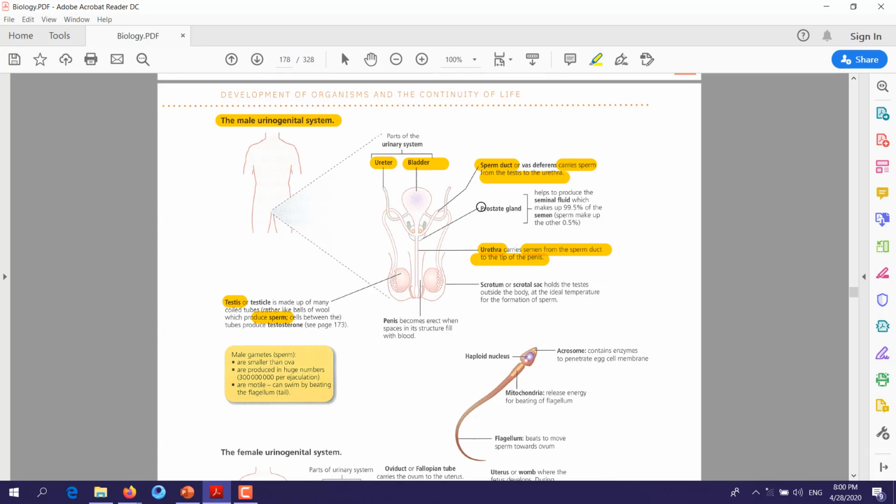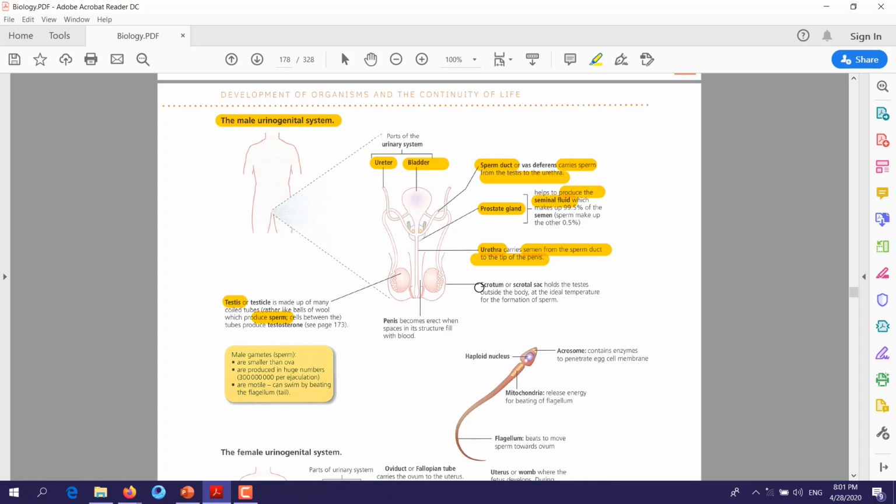One more thing here, we have the prostate gland. We said sperms need a fluid to swim through. From where will this fluid be produced? The fluid will be produced by the prostate gland. So this prostate gland helps to produce the seminal fluid.